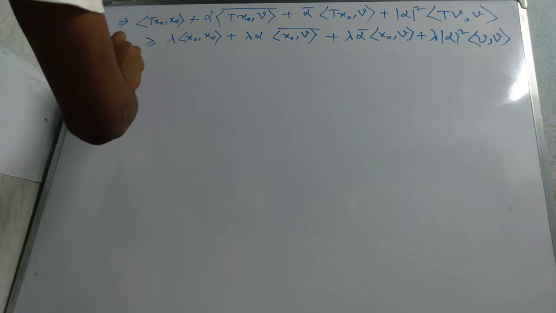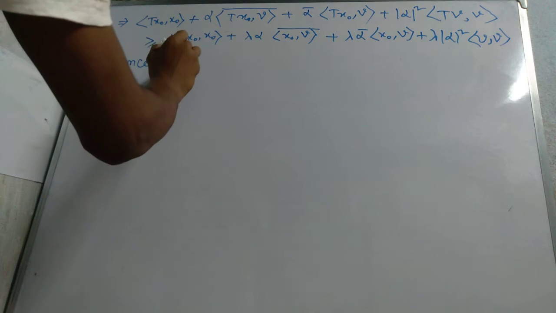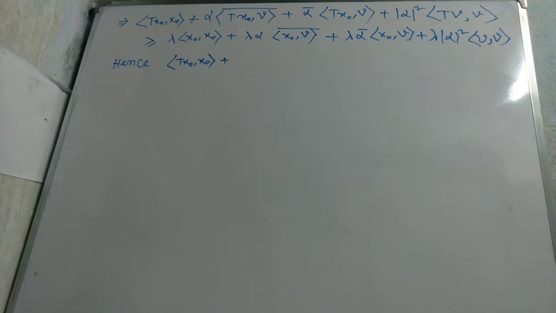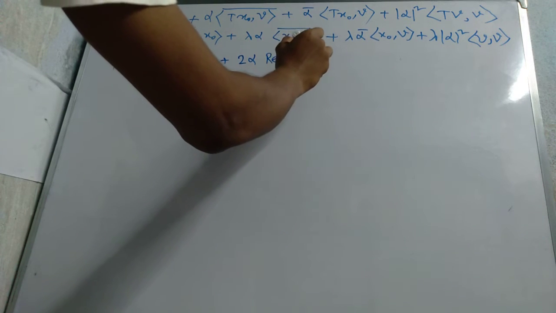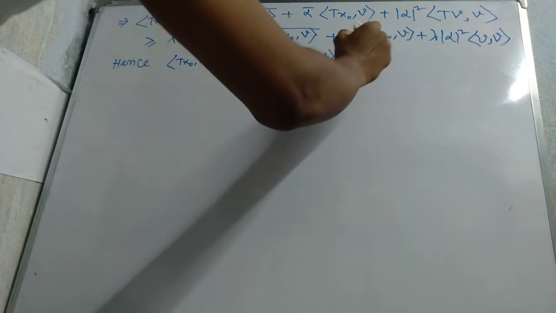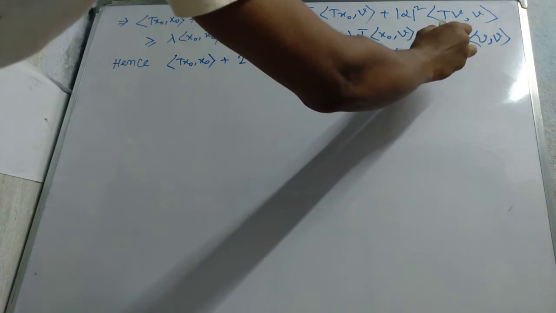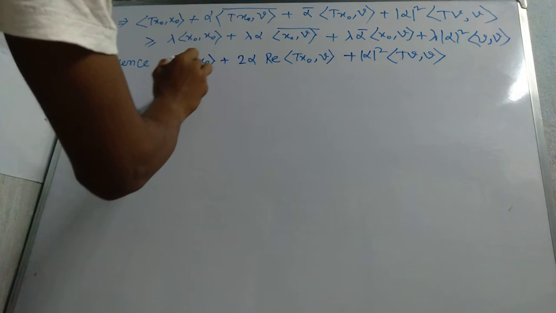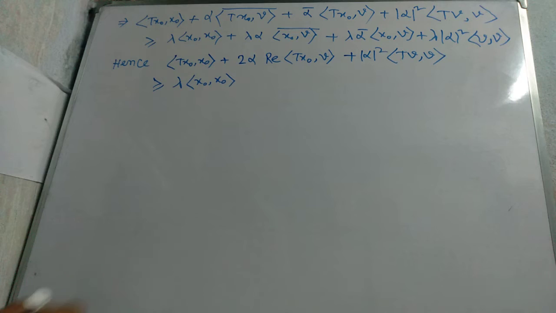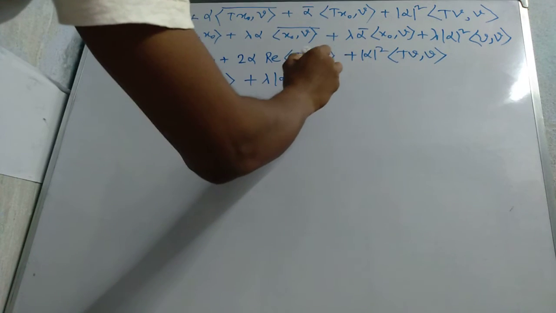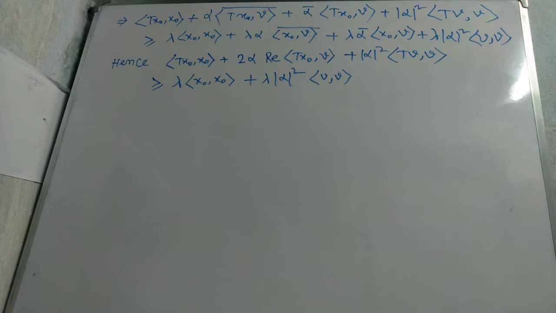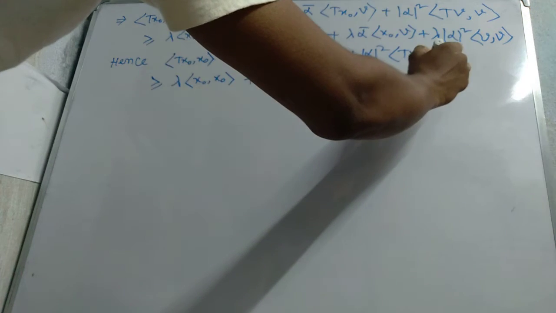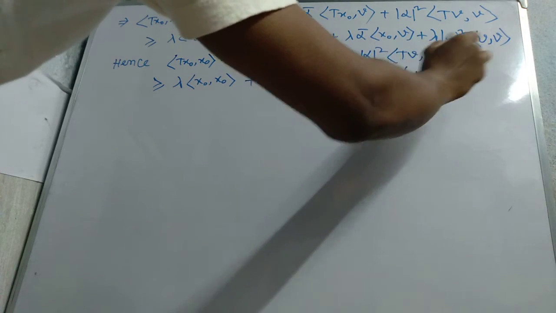Then what do we get? Hence the inner product of Tx0, x0, plus 2 alpha real part of inner product of Tx0, v, plus norm alpha squared inner product of Tv, v, is greater than or equal to lambda inner product of x0, x0, plus lambda alpha squared inner product of v, v, plus 2 real part of alpha lambda inner product of x0, v.